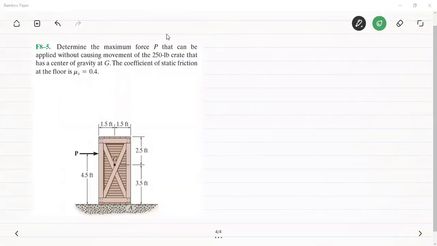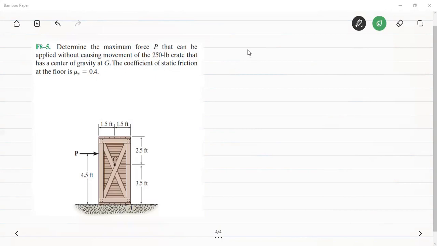Now, based on the discussion of tipping and slipping, let's see one simple problem. Determine the maximum force that can be applied without causing movement of the 250-pound crate that has its center of gravity at G. The coefficient of static friction between the floor and the block is given, equal to 0.4.